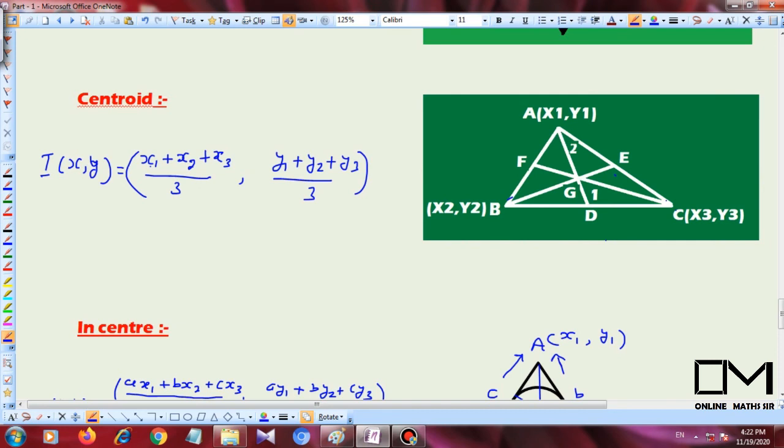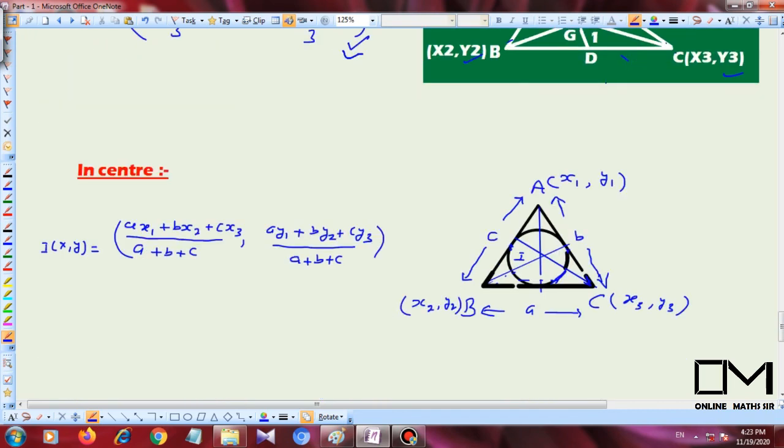So the coordinates of the centroid of a triangle will be: the x coordinate is the sum of abscissas of all three vertices of the triangle divided by 3. Clear? And the y coordinate will be the sum of the ordinates, y1, y2 and y3, divided by 3. So the coordinates of the centroid of a triangle are x1 plus x2 plus x3 upon 3 and y1 plus y2 plus y3 upon 3. What is a centroid? Centroid means the intersecting point of the medians of a triangle. Clear? This is a centroid.